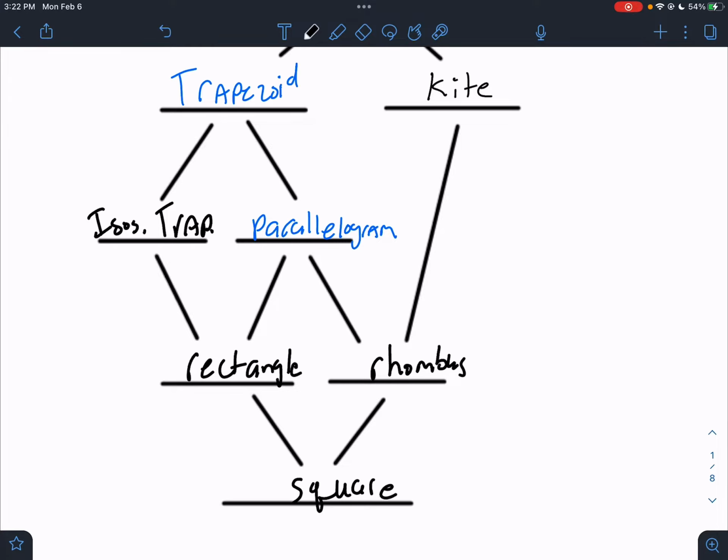There we go. Why were the 9th graders so sad? Because they got on the rhombus.